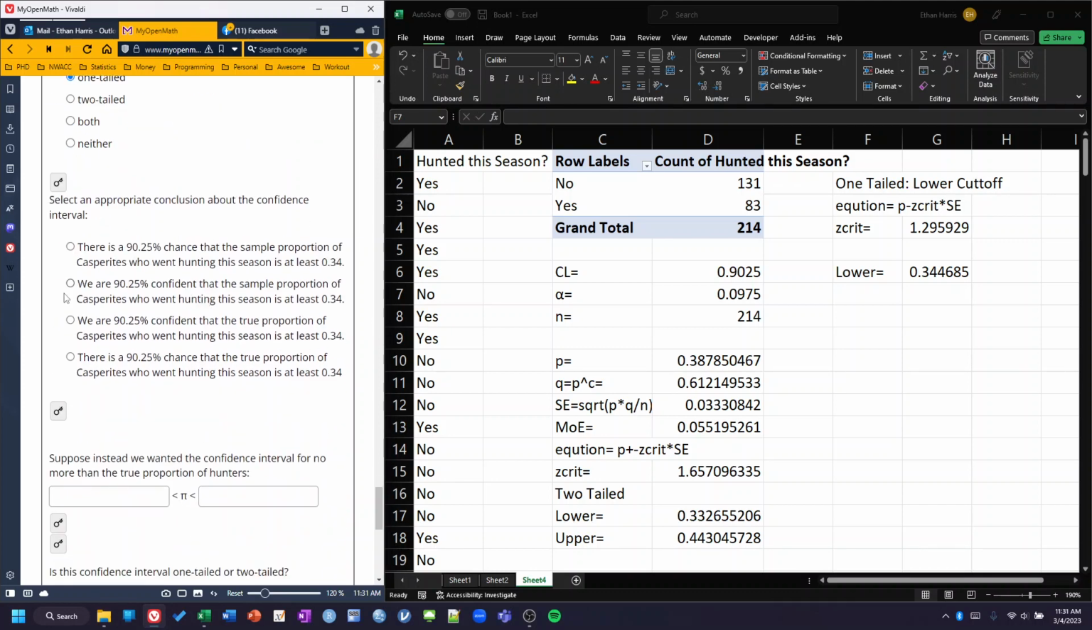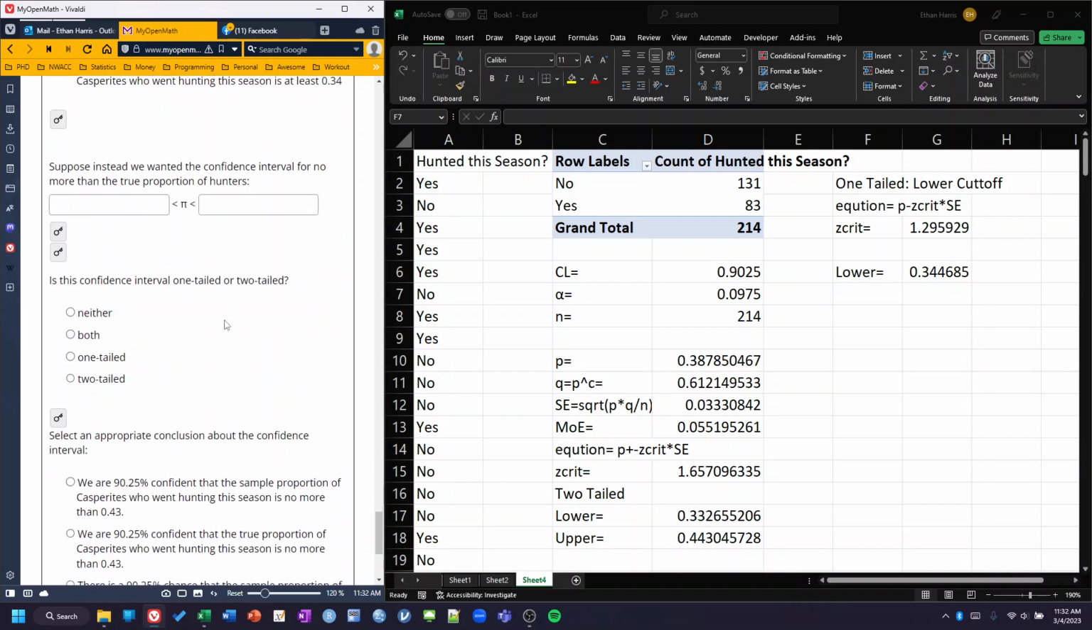And so again, we are 90.25% confident that the true proportion of Casperites. We don't want to give probability to a true value because the true value is not moving anywhere. So we want to say that we are confident of the true proportion, not confident about the sample proportion. I know what the sample proportion is. I calculated it. It's 0.3878. I'm trying to make some statement about the true proportion.